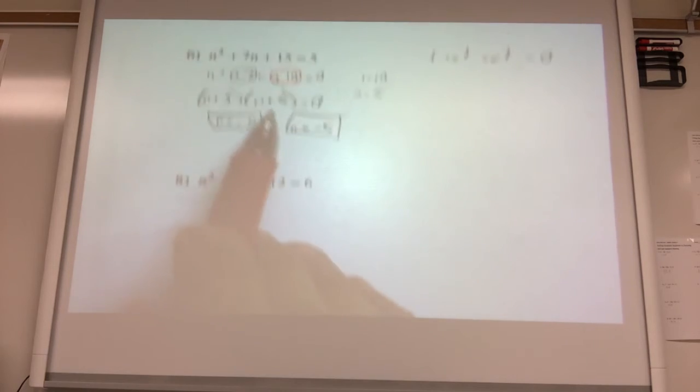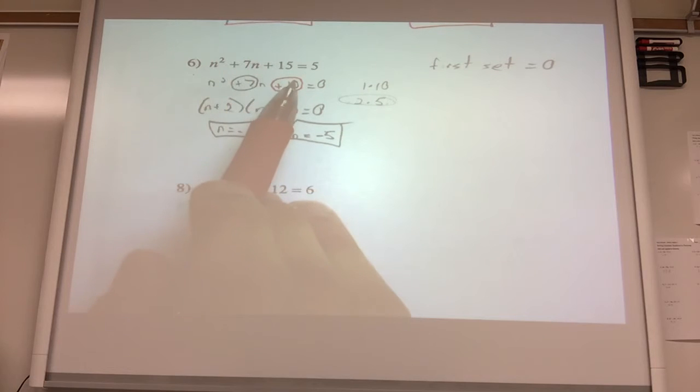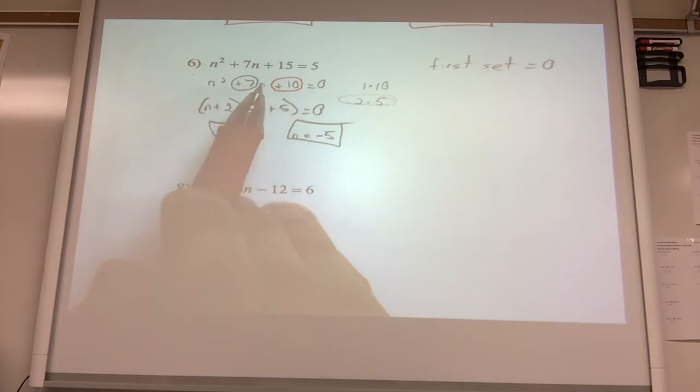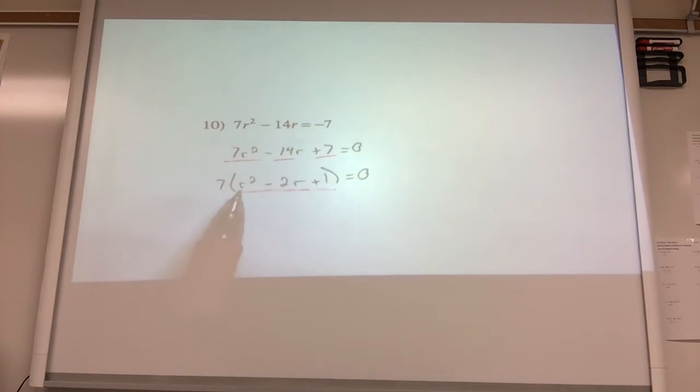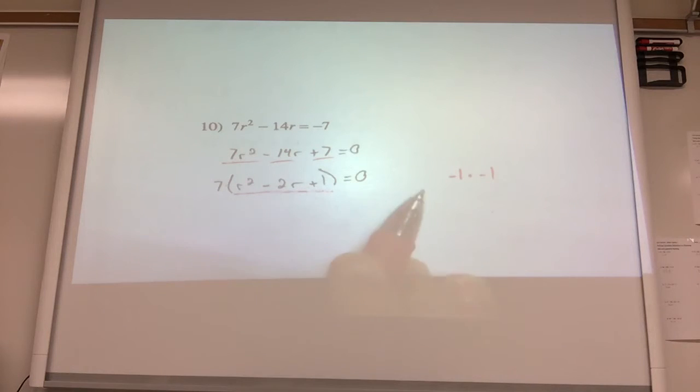Look over here. What we just did was we factored something where a equaled 1. So we needed two numbers that multiplied to be 10 and added to be 7. So it's the same thing here. A equals 1. The number in front of the squared term is 1. So we need two numbers that multiply to be 1, but add to be negative 2. That's going to be negative 1 times negative 1. Negative 1 times negative 1 is positive 1. Negative 1 plus negative 1 is negative 2.